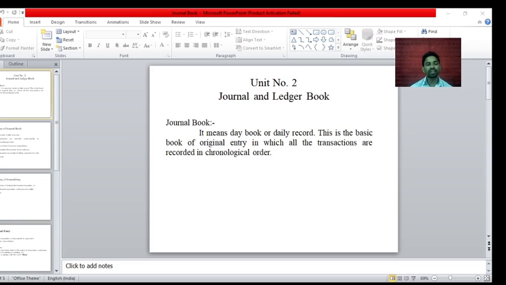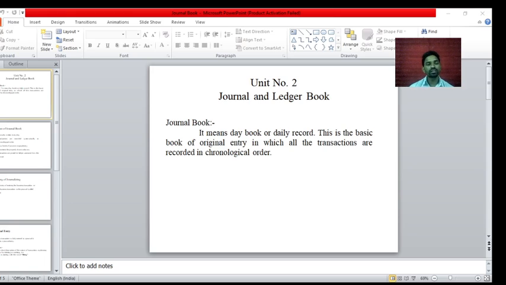The narration always starts with the word "being". You have to use it as the first word. You will understand while solving the problem. Narration is very easy. In simple language, we have to record a simple explanation behind that transaction. So this is about narration.